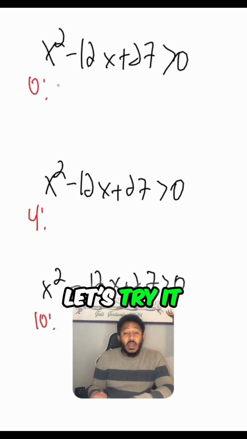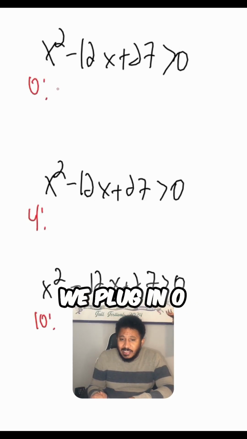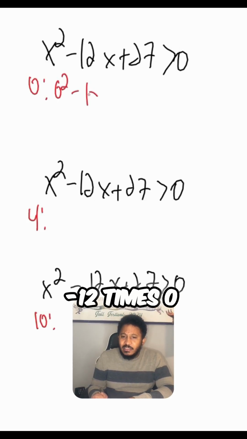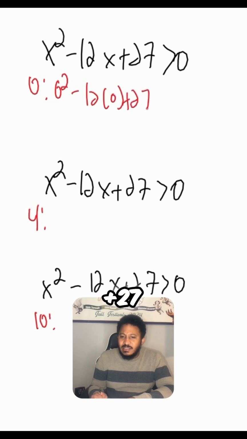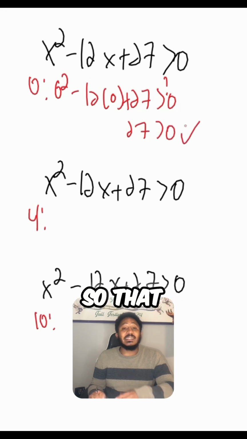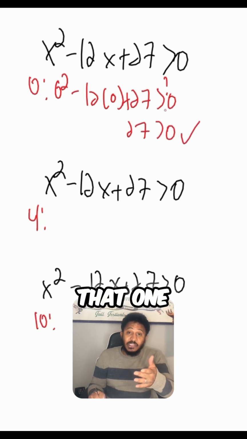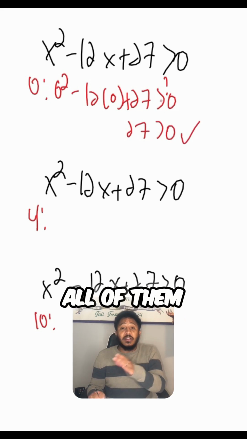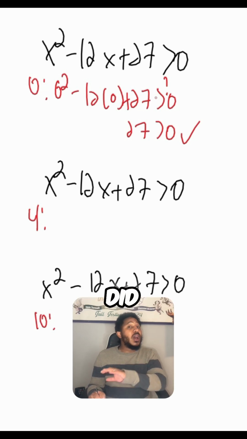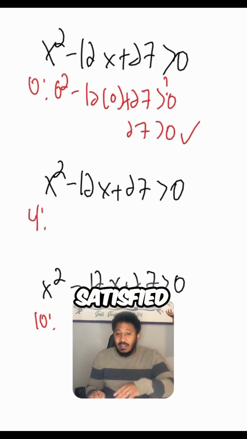Let's try it. Let's test it. Let's plug in 0. We get 0 squared minus 12 times 0 plus 27. Is that greater than 0? Well, 27 is greater than 0, so that satisfies the inequality. That one checks out. So since that test point did, all the numbers in that whole region, all the numbers less than 3, satisfy the inequality.